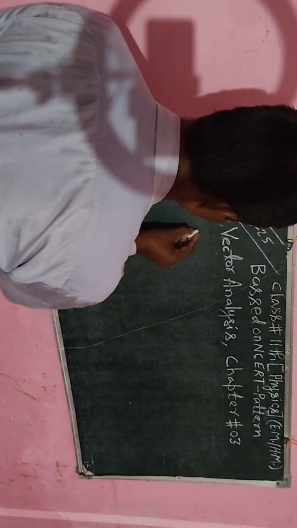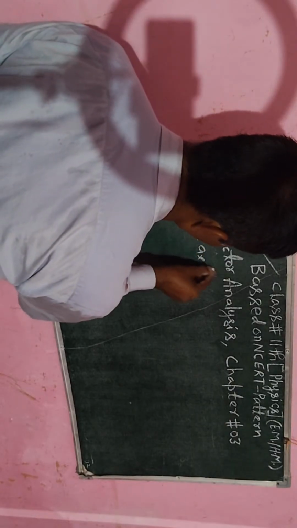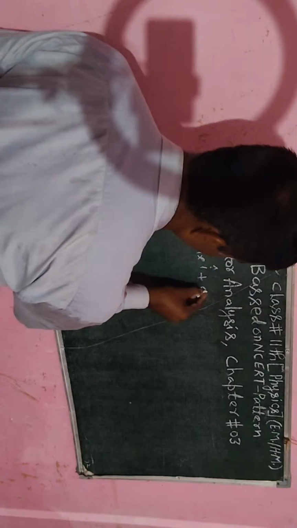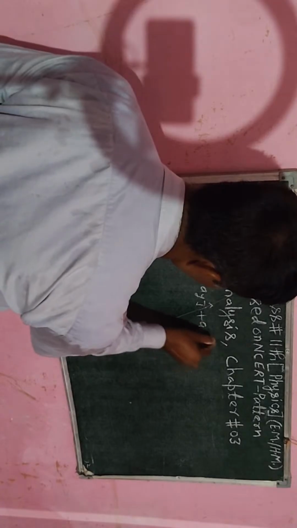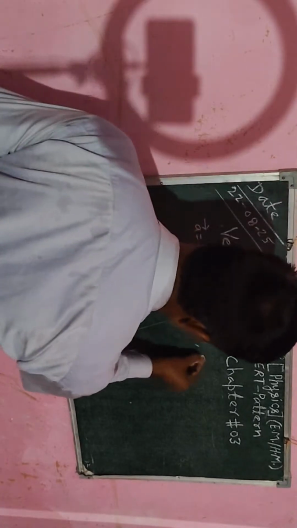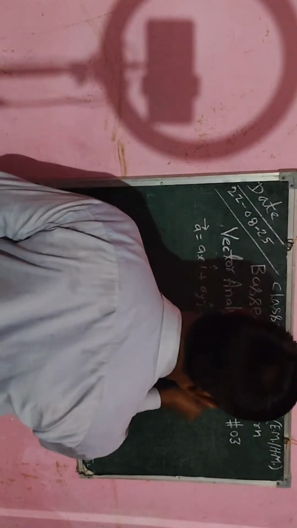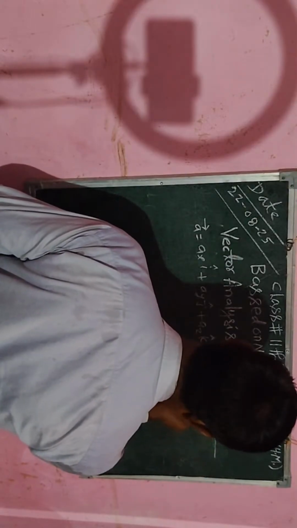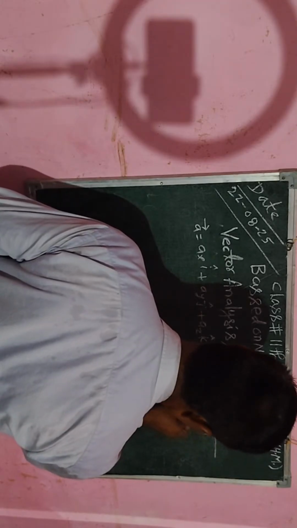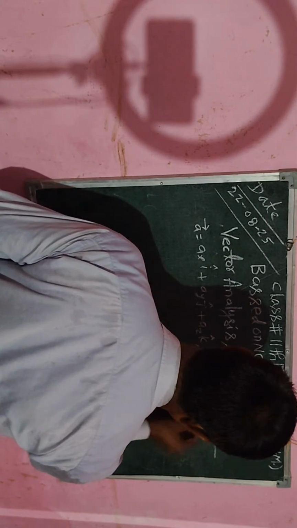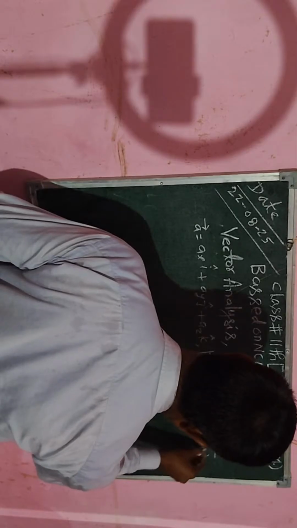Okay, here this is vector A, that is Ax i cap, Ay j cap, Az k cap. Now its magnitude can be written as the magnitude of vector A, which is equal to the square root of Ax squared plus Ay squared plus Az squared.